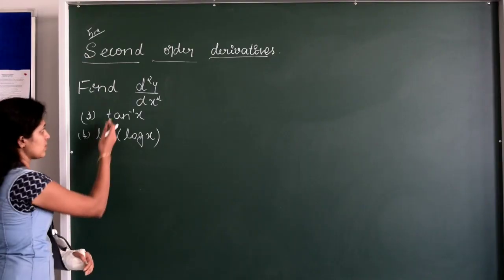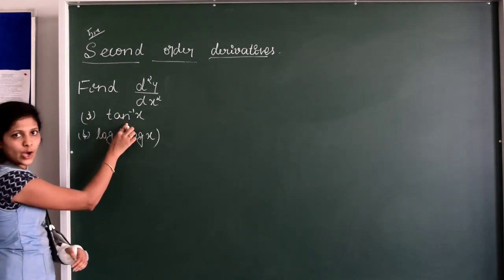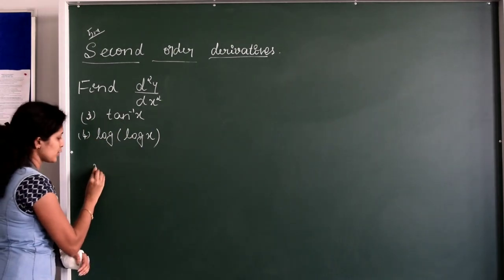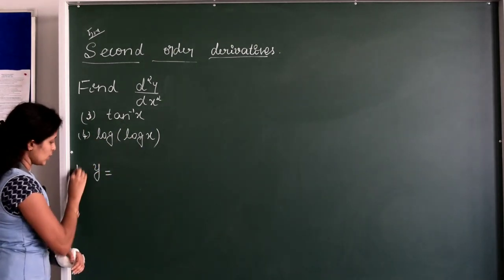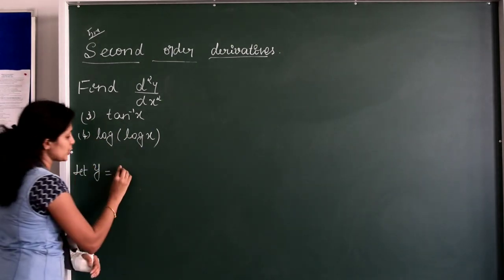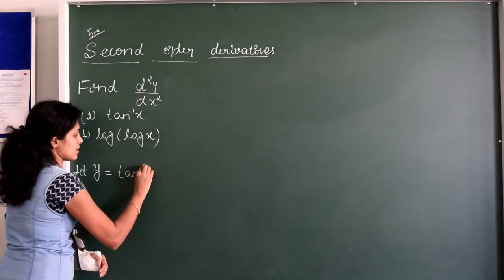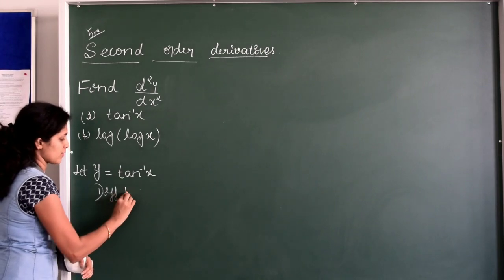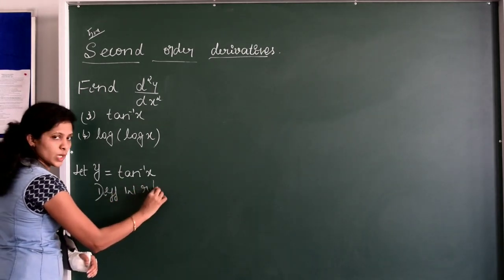Now we will see two more problems. See, the third one. You have to find d square y by dx square of tan inverse x. What you have to do first is take y equal to tan inverse x. Right? Now we are differentiating the function with respect to x.